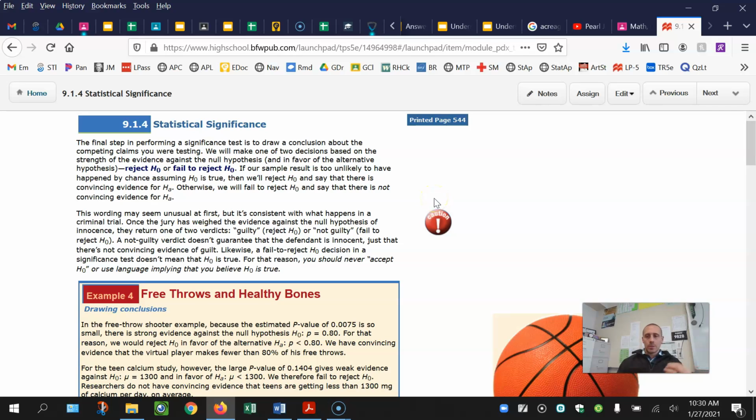And we say convincing or not convincing evidence. One thing you should never do is this. You're never going to accept the null hypothesis. We're never going to say the person's innocent. We never say the null hypothesis is true or we accept it. We either have enough evidence to reject it or we don't have enough evidence and we fail to reject it.